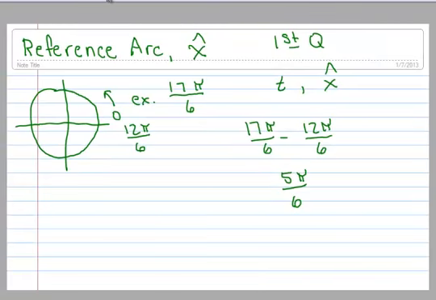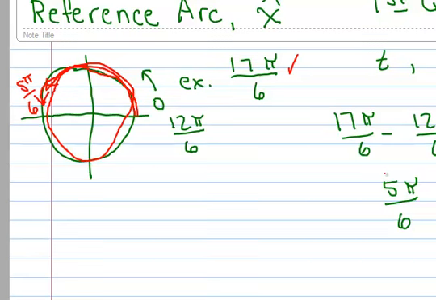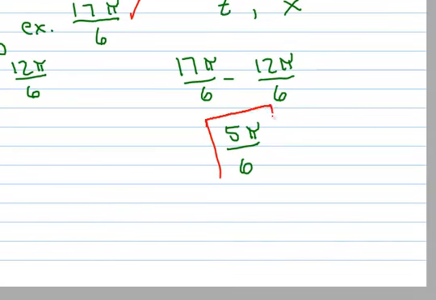So now I know that I started here, and I went all the way around, but I went around a second time, but I ended up over here at 5 pi over 6. It's just that when I did 17 pi over 6, I went around, here, let's just sketch it. We went around once, and then we went partially around again. Okay. So 5 pi over 6 is my least positive coterminal arc, and we'll talk about that in another video.